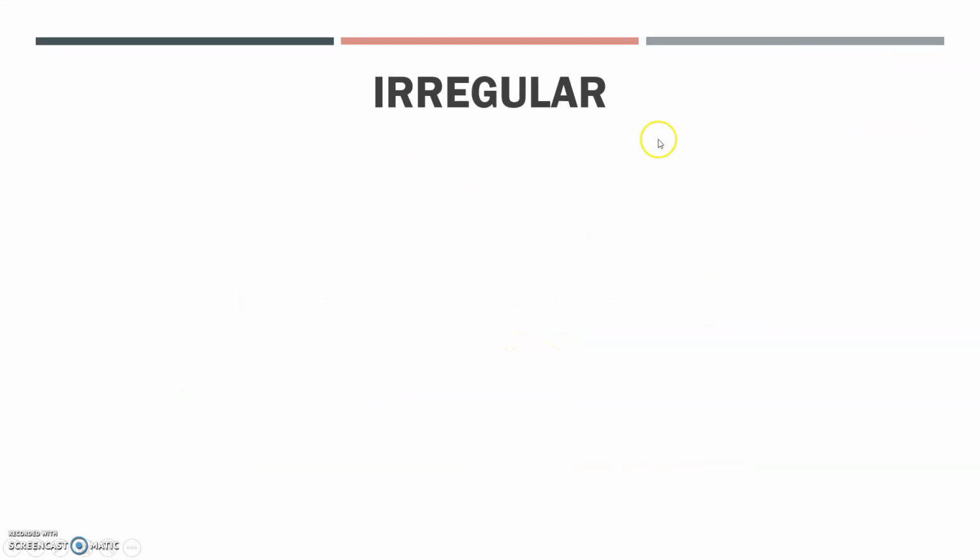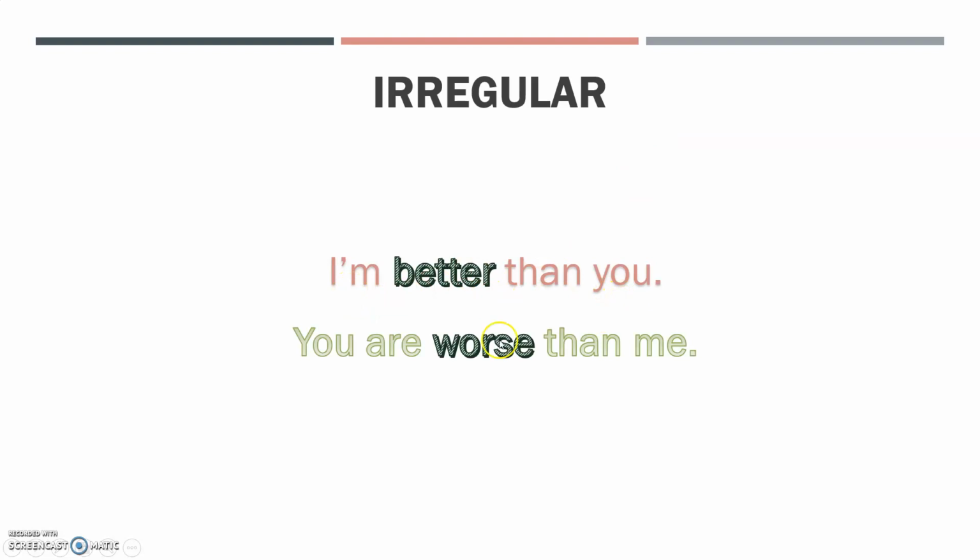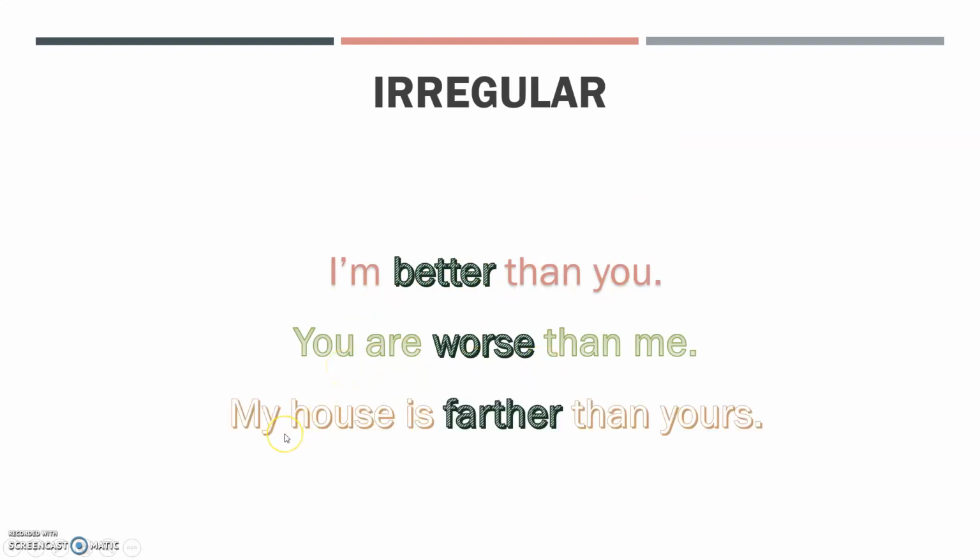And to finish, we have three irregulars. Repeat. I'm better than you. Repeat with me. You are worse than me. And the last one, repeat. My house is farther than yours. So better, worse, and farther.